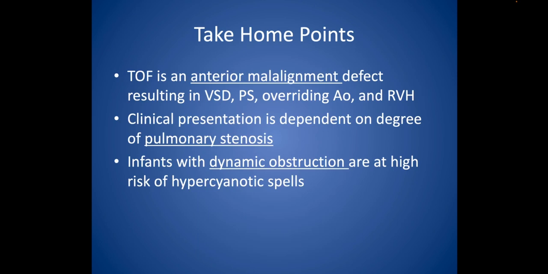So, take-home points: tetralogy of Fallot is an anterior malalignment defect that ultimately results in the remaining 4 tetralogy components: VSD, pulmonary stenosis, overriding aorta, and right ventricular hypertrophy. The clinical presentation is really dependent on the degree of pulmonary stenosis, and infants with dynamic obstruction are the high-risk patients for developing hypercyanotic spells and should be followed very closely.